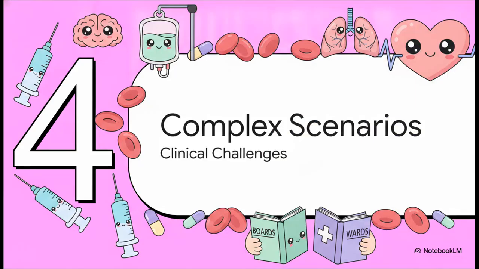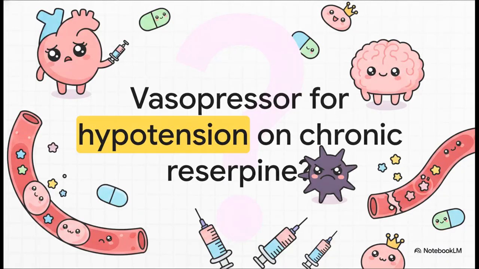Okay, home stretch. Section 4, complex clinical scenarios. I want you to think really carefully about the mechanism here. You've got a 54-year-old patient taking chronic reserpine, and their blood pressure just crashes to 80/50 right during induction. Now, reserpine works by irreversibly blocking the vesicular monoamine transporter. That means the patient's endogenous neurotransmitter stores, their norepinephrine and dopamine, are entirely depleted.